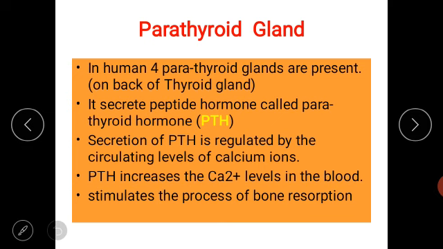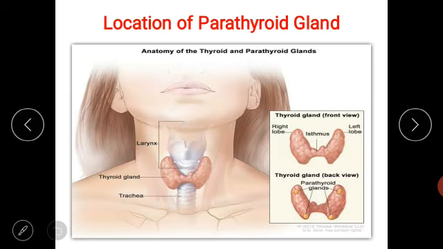So the blood contains the increased Ca2+ level. PTH also stimulates the process of bone resorption, meaning reabsorption of the bones, where there is a need in the development and changes in the structure of the bone. So for that, resorption of the bone is done by the PTH hormone.